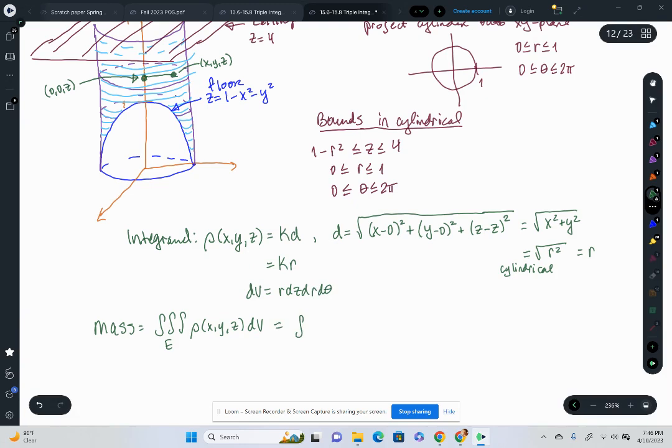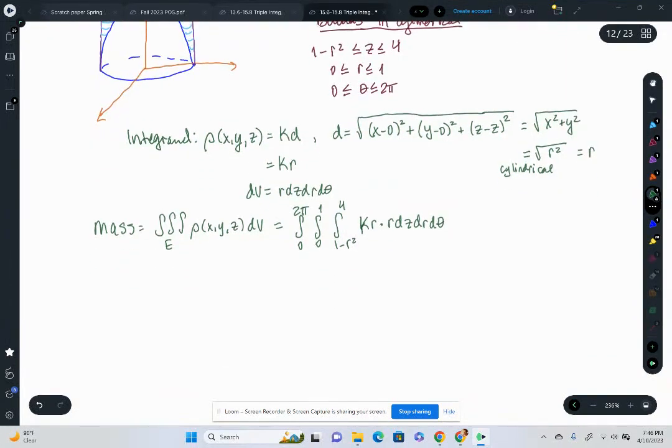Our bounds, I'm going to stick with how I've been doing it. 0 to 2 pi goes on the outside, 0 to 1 in the middle, and my z bounds are going to be inside, and they're going to be 1 minus r squared up to 4. My integrand is kr, that's for the density function. My dv is r dz dr d theta, and that is going to give me the integral from 0 to 2 pi, the integral from 0 to 1, the integral from 1 minus r squared to 4 of kr squared dz dr d theta.